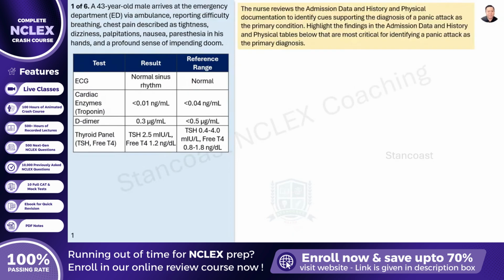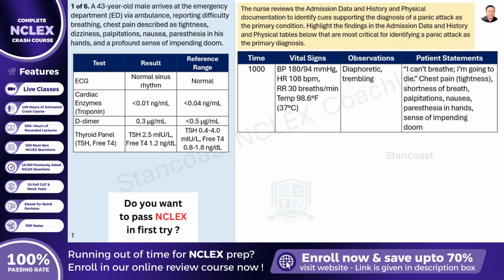So here your task is to identify the cues supporting the diagnosis of a panic attack as the primary condition, and to highlight the findings in the admission data and history and physical tables that are most critical for identifying a panic attack as the primary diagnosis. So here are the tables.